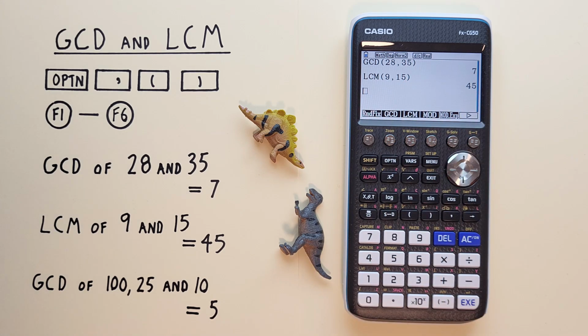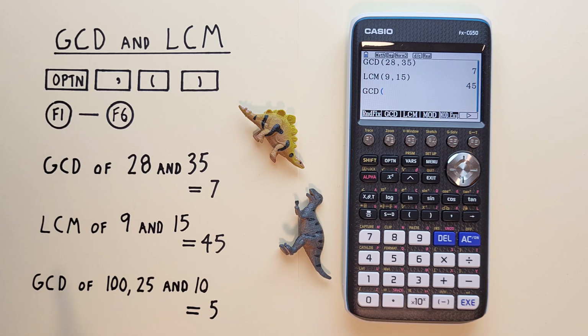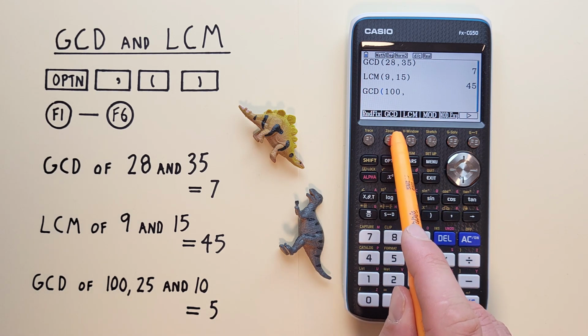What if we want to find the GCD or LCM of more than two numbers? Like, for example, the GCD of 100, 25, and 10. To do that, we put one GCD function inside of the other. So we start with GCD, and then the first number, 100, and then the comma, and then GCD again.